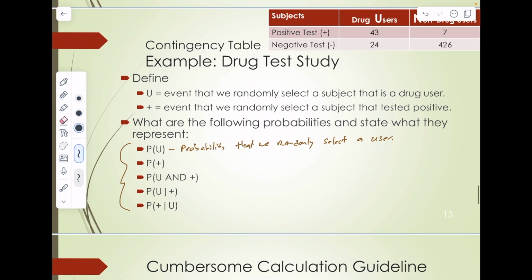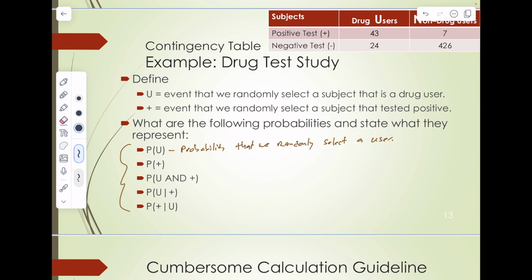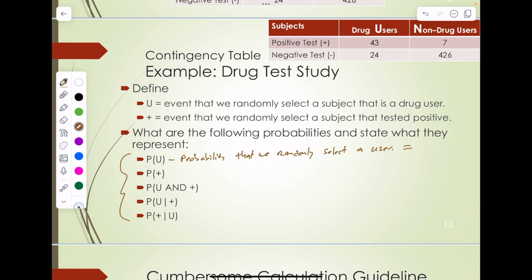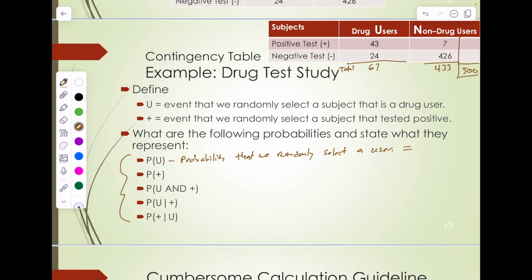Now, we need to compute this probability. And so we are going to use the empirical or relative frequency approach to doing that. There are how many users? 43 plus 24 is 67. So there's 67 total users. How many participants are there? 500. So there are 67 out of 500. And so the probability of randomly selecting a drug user is going to be 13%.